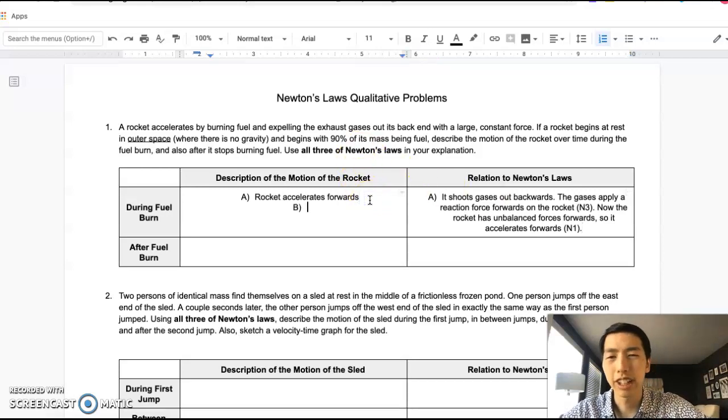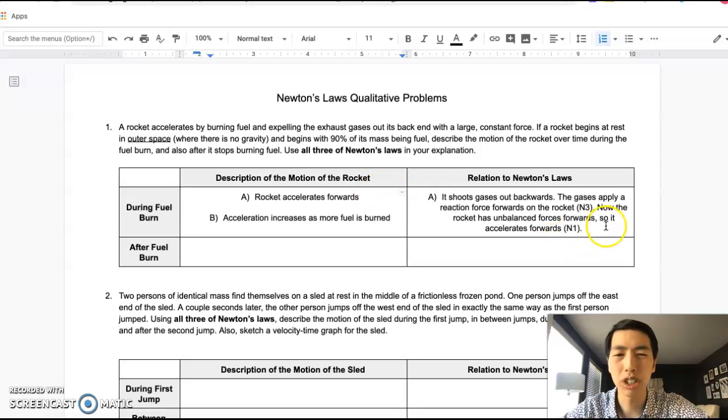Another detail I talked about in the diagram, so I'm going to call this point B here, was that as it burns fuel, the mass decreases. And as the mass decreases, the acceleration is going to increase. So I'm going to describe the motion. I'll say the acceleration increases as more fuel is burned. Okay, so that's describing the motion.